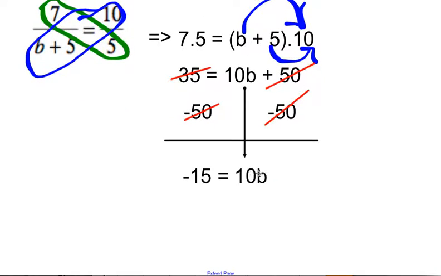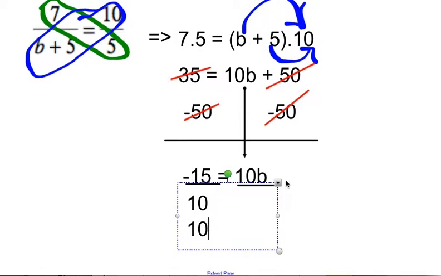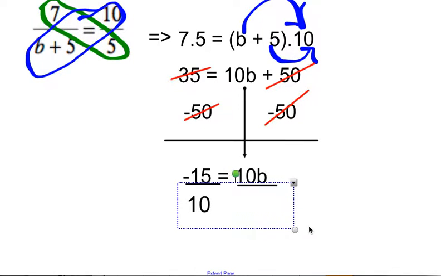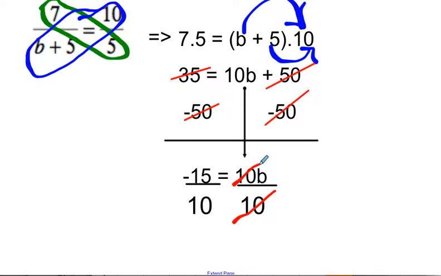Now, between 10 and b is a multiplication, so we have to do the division. We're going to divide both sides by 10. Very nice job. Both sides divided by 10. Here the 10 and 10 cancel each other out, and here we have minus 15 divided by 10.